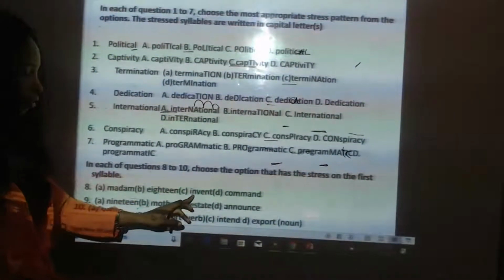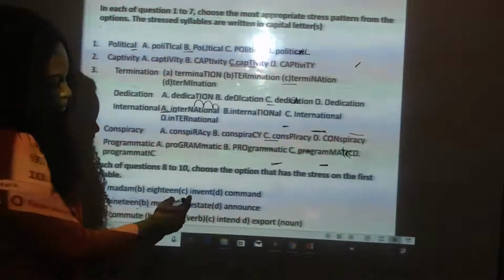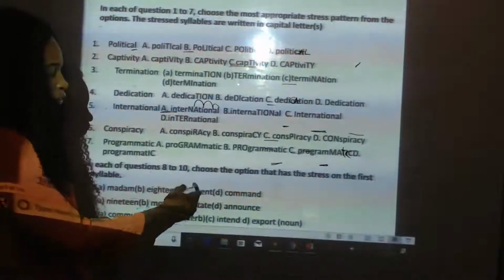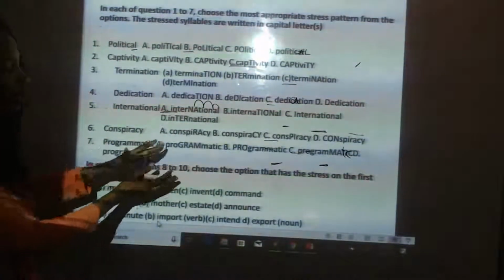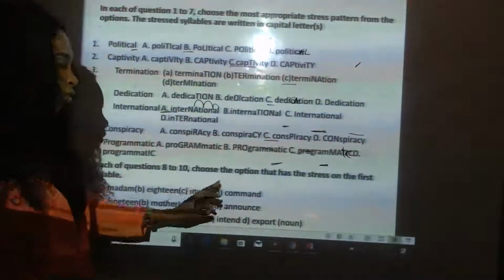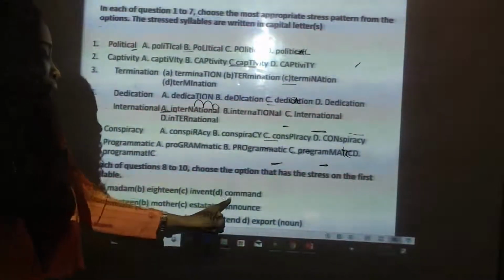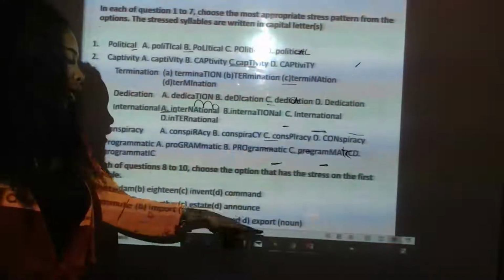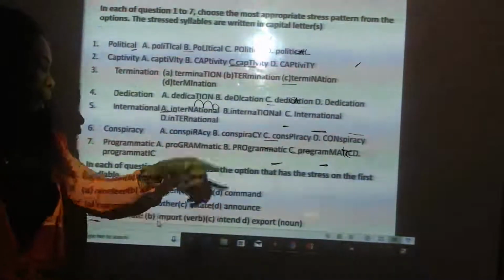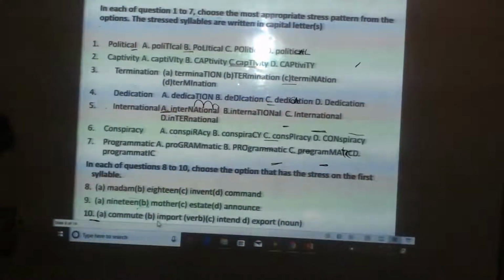Invent is a verb. Therefore, it cannot carry the stress on the first syllable. We are looking at words that only carry stress at the first syllable. Invent is a verb, therefore it cannot carry the stress on the first syllable. Likewise, option D, command. I command you. Command is a verb and cannot carry the stress at the first syllable.